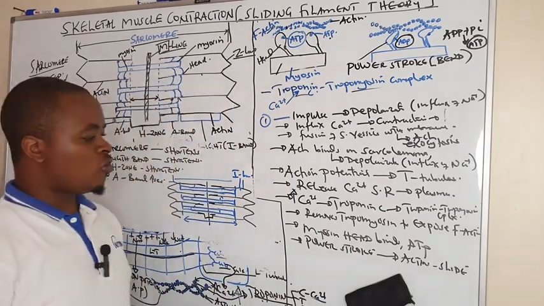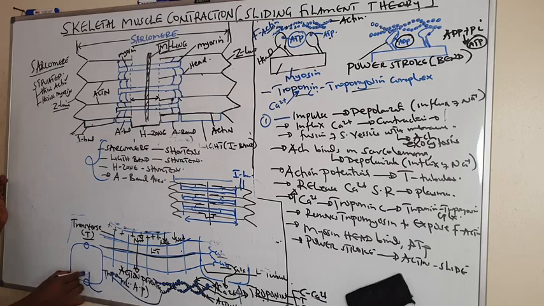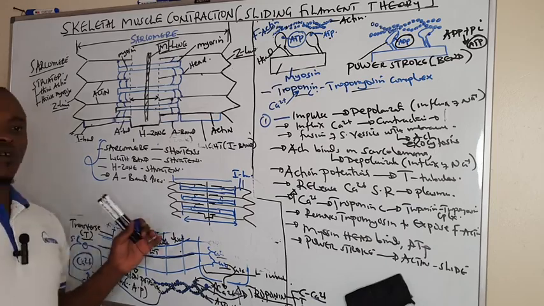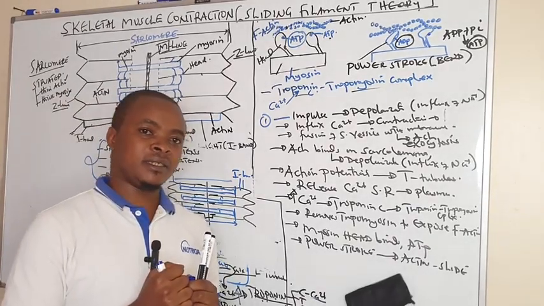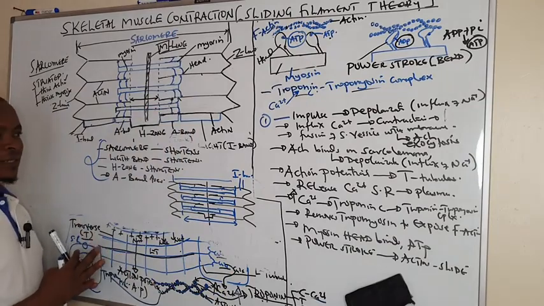And after the muscle contracts, the calcium which was released is going to be transported by ATP back into the sarcoplasmic reticulum. And when calcium goes back, there will be no longer contractions, and then the muscle will be able to relax again.